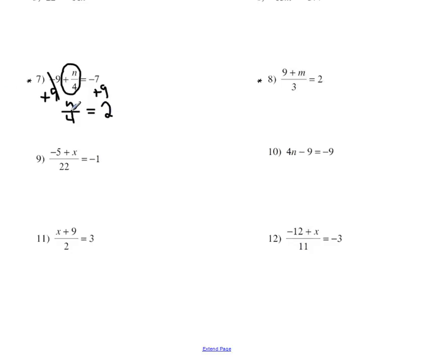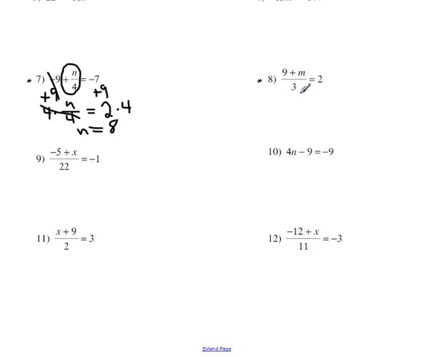To undo the fraction, we have to multiply, because this is a division bar. This is like saying n divided by 4. So to undo divide, we have to multiply. If you multiply this side, you have to multiply the other side. This cancels out the 4. It leaves me with n equals 8.